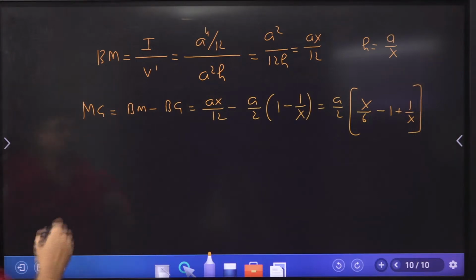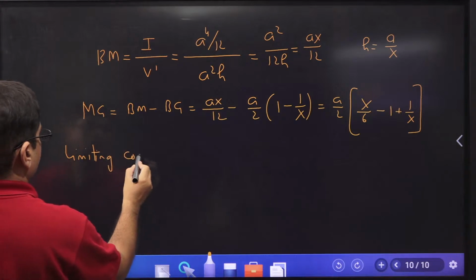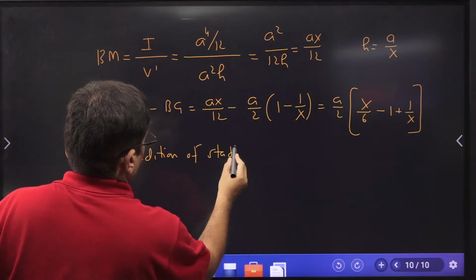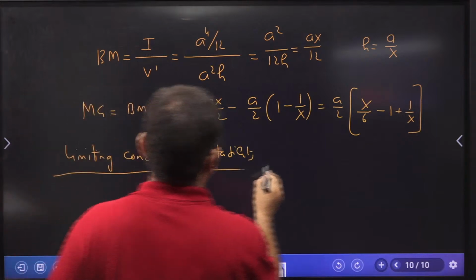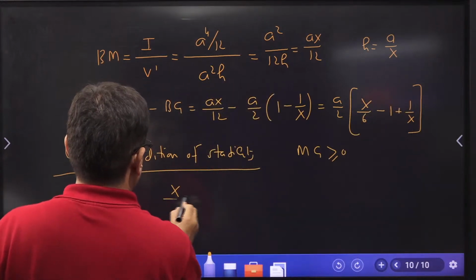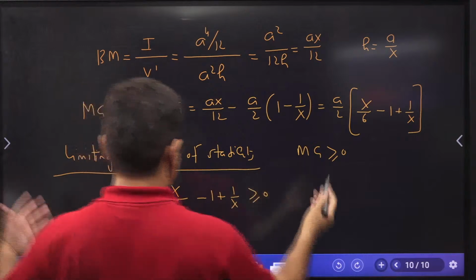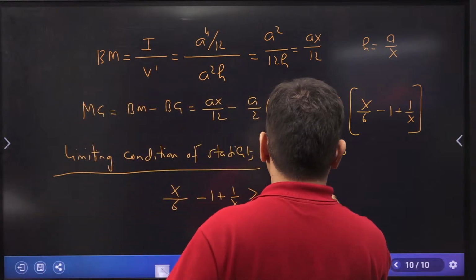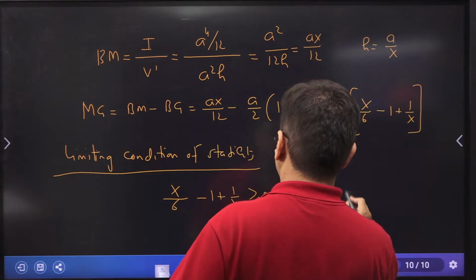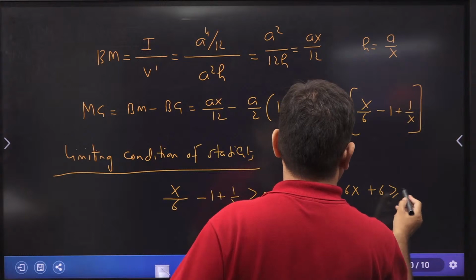But what is the limiting condition? What is the limiting condition of stability? The limiting condition of stability is that MG should be greater than or equal to 0. If that is the case, x by 6 minus 1 plus 1 by x is greater than or equal to 0. Multiplying by 6x, we get x squared minus 6x plus 6 greater than or equal to 0.